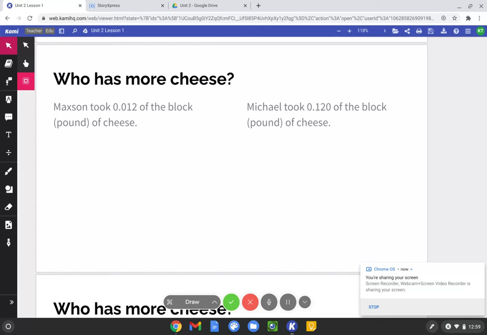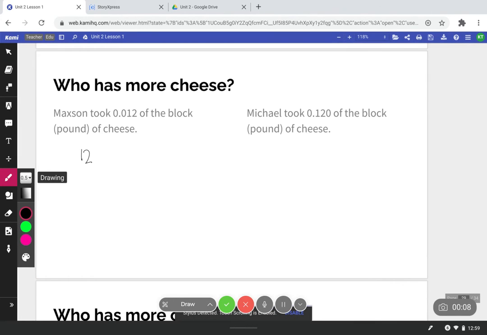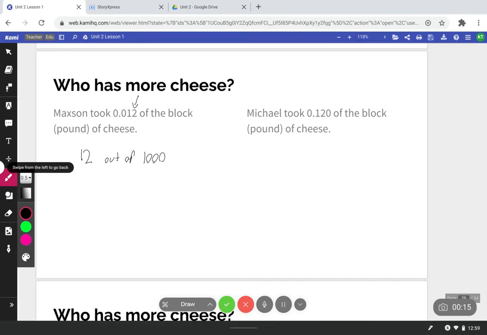Michael took 12 hundredths of the block of cheese. So let's write this out. Maxon took 12 out of 1,000 because the 2 is in the thousandths place. So that's going to be 12 over 1,000.